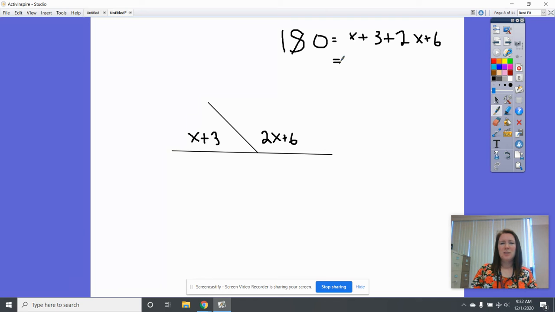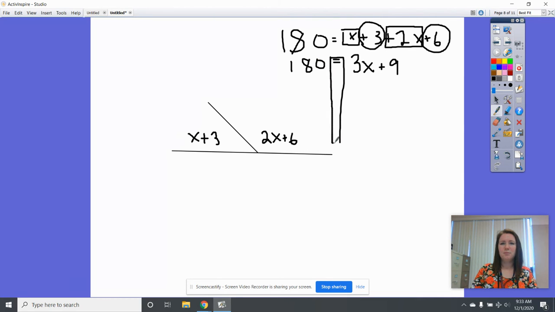Now, first thing I'm going to do is combine some like terms. I have an x and I have a positive 2x. So x plus 2x, that's 3x. And here I have a positive 3 and a positive 6. So 3 plus 6 is 9. Now that I did the combining like terms, it's just a two-step equation that I can solve. Subtract 9 on both sides. And that's 171 equals 3x. And divide both sides by 3.